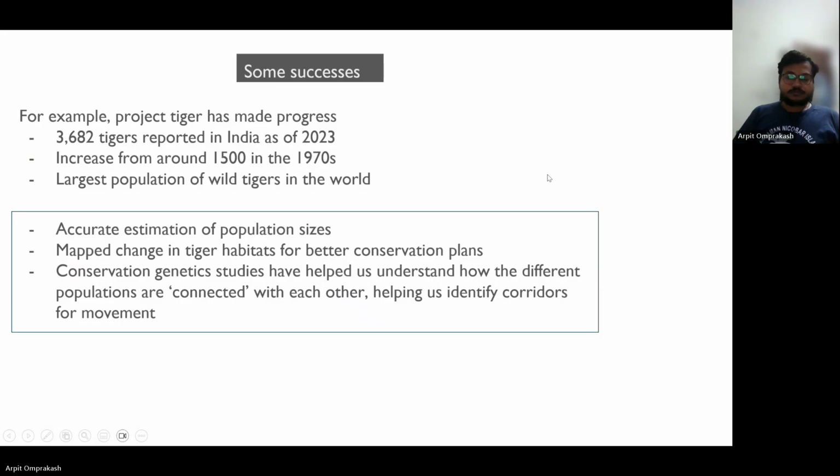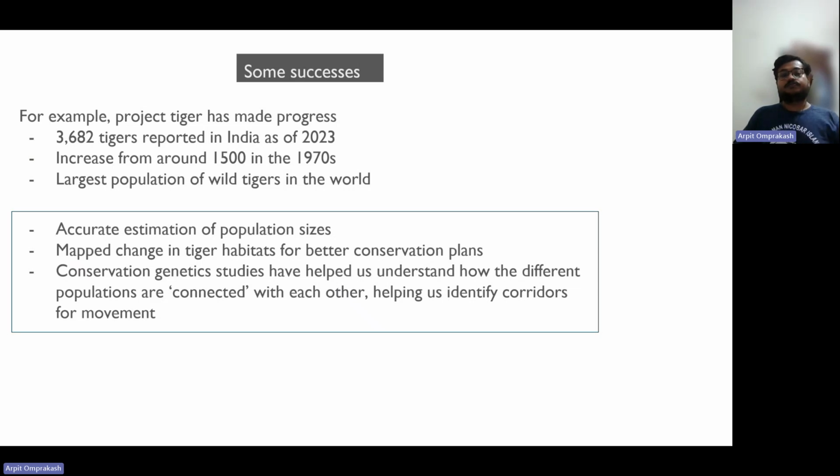Right. So here are some successes of projects implemented by the government. For example, Project Tiger has made progress. Around the 1970s, there were around 1,500 tigers across India, but as of 2023, the reported number is around 3,682. So it has increased from around 1,500 to around 4,000 today, and India now boasts the largest population of wild tigers in the world.